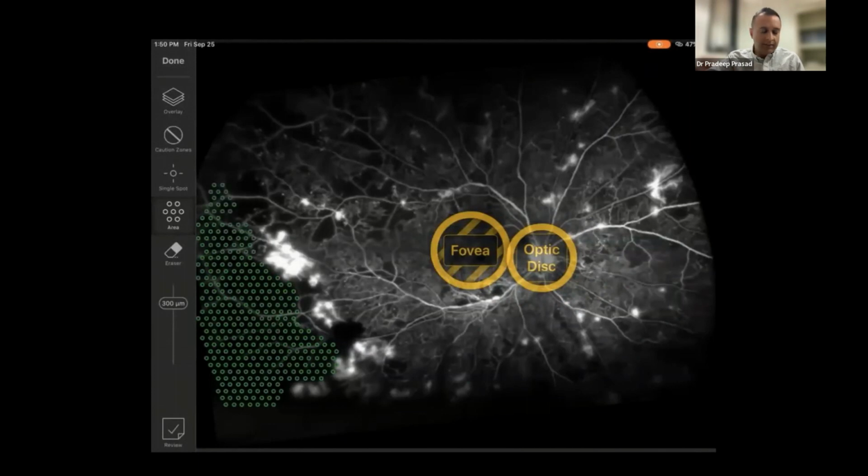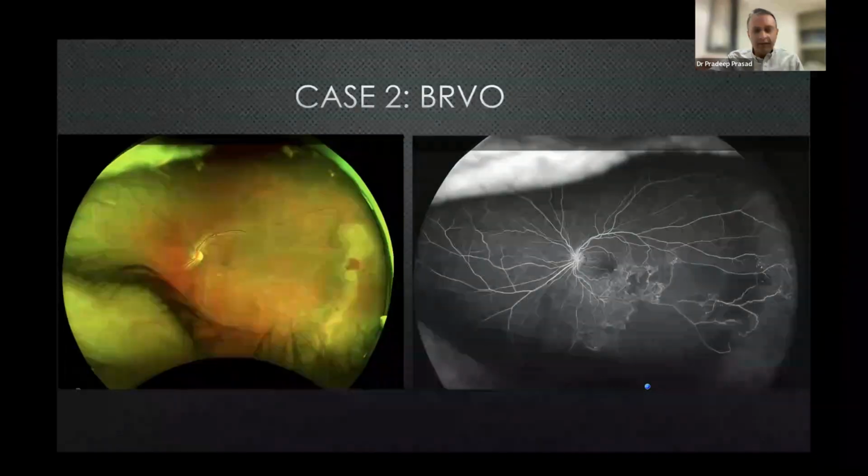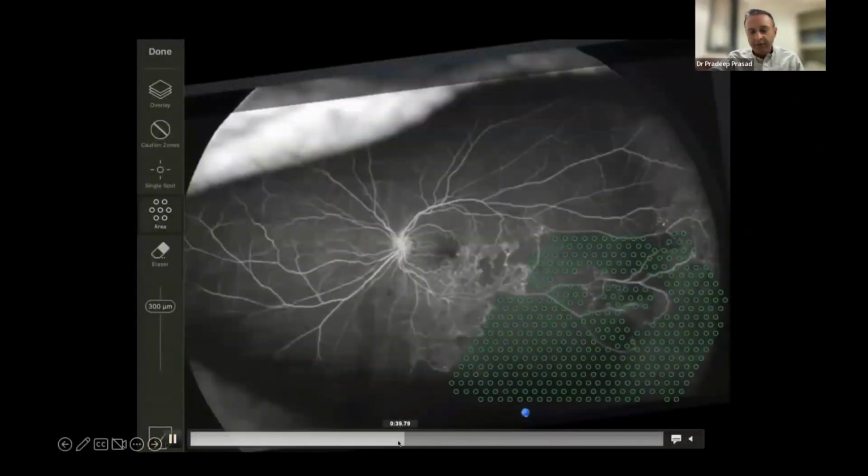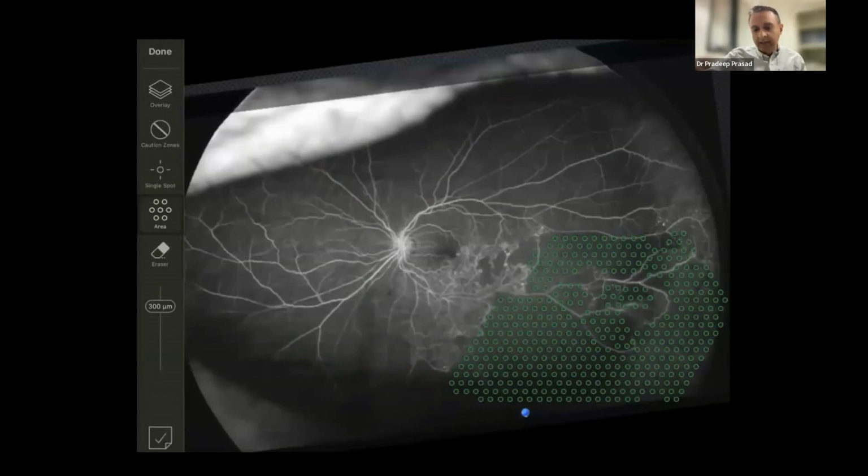If it's too extensive, not extensive enough, how do you place your spots with respect to, in this case, fronds of neovascularization, et cetera. And it's just another case of a BRVO showing the same. The trainee is given the opportunity to plan out their treatment, and then the attending can opine on whether or not the treatment was appropriate.